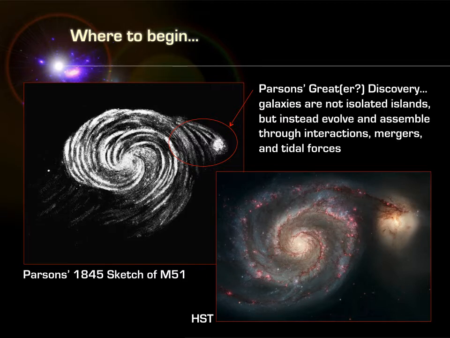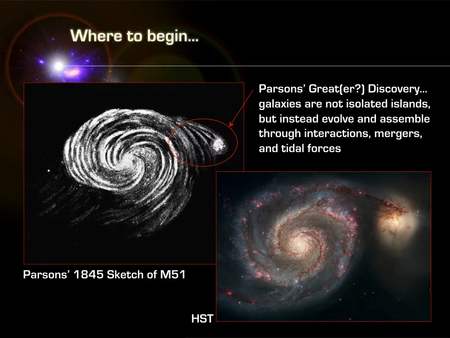So if Parsons had stepped back and thought about this for a second and looked at what he'd actually drawn, he may have asked the question, well, what ultimately is the effect of this satellite as it's interacting? I can see from what I've sketched here that it's drawn part of the spiral arm out here. But what is the ultimate effect of this interaction? What is it going to lead to downstream?